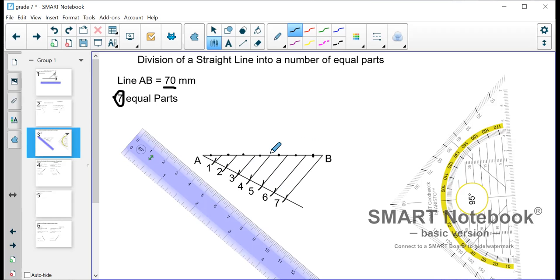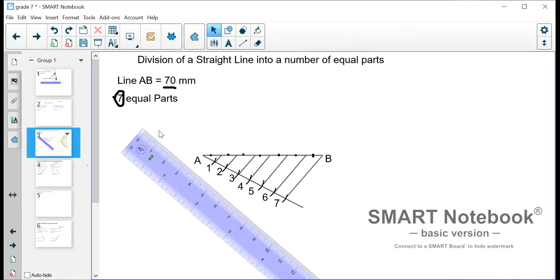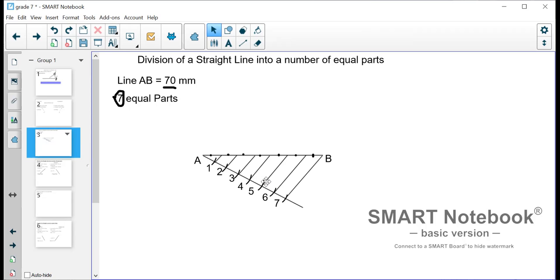And those are the 2 main reasons why your drawing may not be accurate. All right, so that completes dividing a straight line into several equal parts. Now, that was a horizontal line.